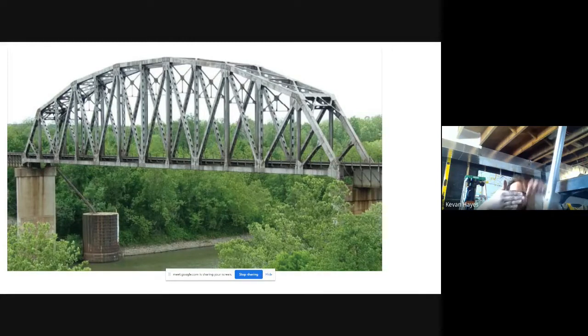And so those trusses, with the force pulling down on them, they are not going to deform. That bottom part of the bridge is too strong to pull apart, and the top part of the bridge is too strong to push together.